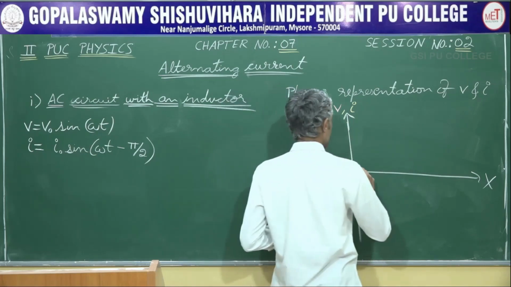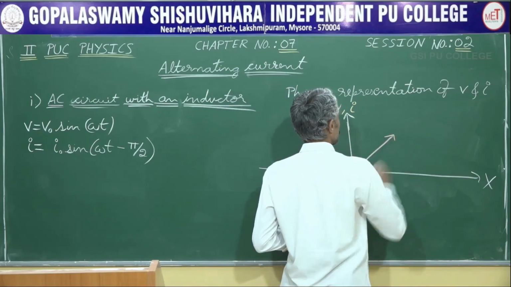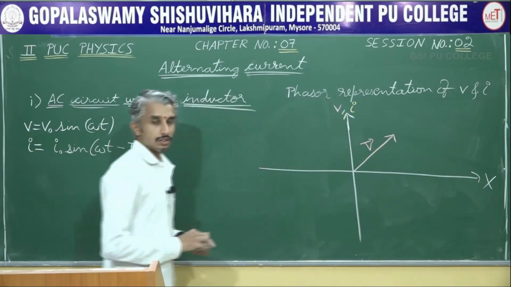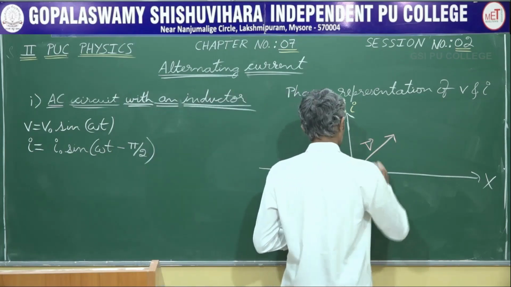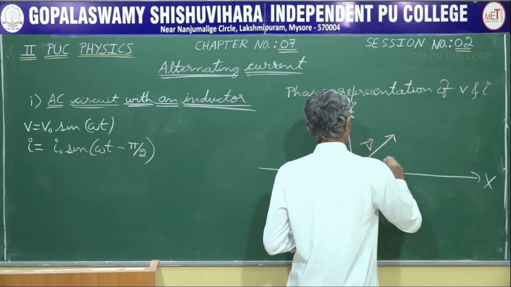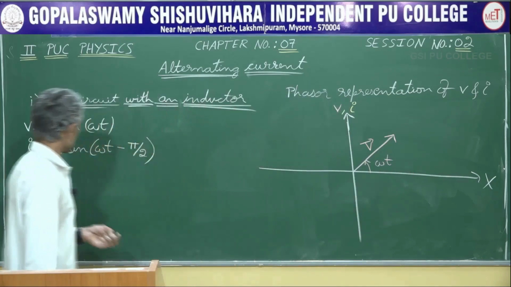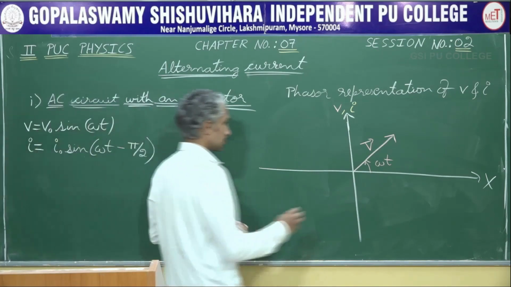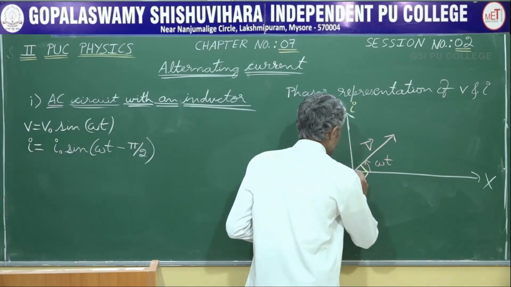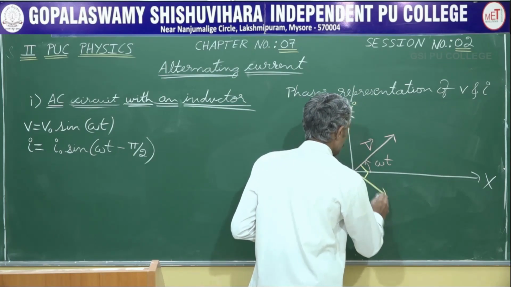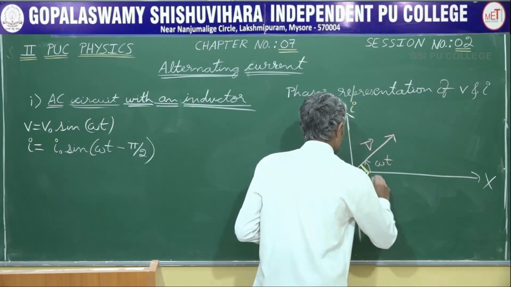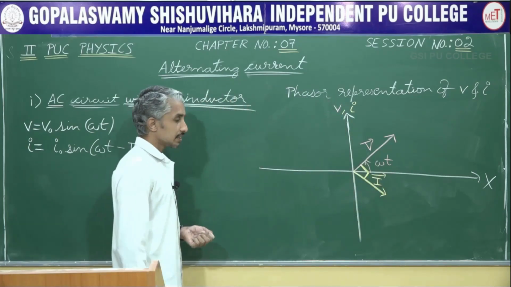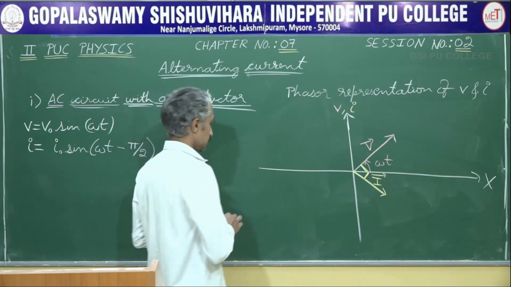First, let me begin with the voltage. So, if this is the voltage, and this being omega into t, the current lags behind the voltage by pi by 2. So, 90 degrees away you have the current, which is lagging behind the voltage by 90 degree or by pi by 2 radians.